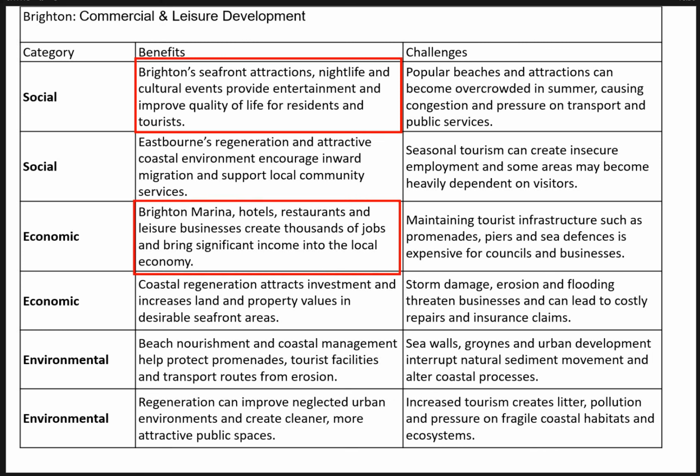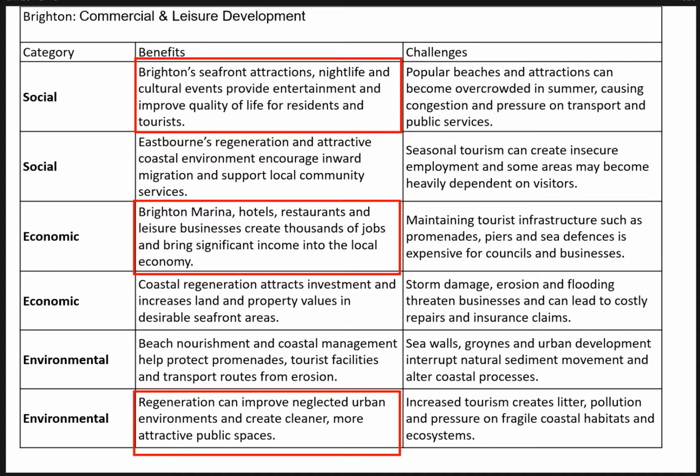An economic reason: Brighton Marina, hotels, restaurants, leisure business create thousands of jobs and bring significant income into the local economy. And an environmental benefit might be regeneration. This can improve neglected urban environments and create cleaner, more attractive public spaces.